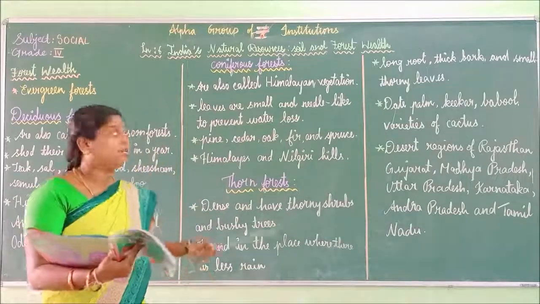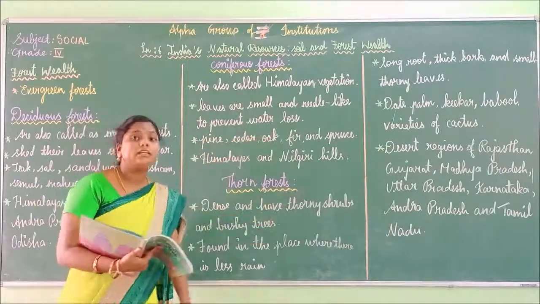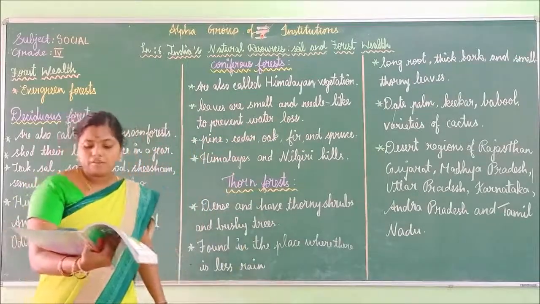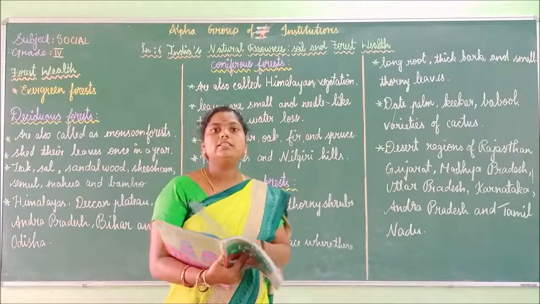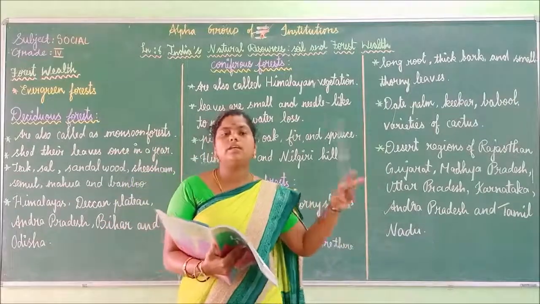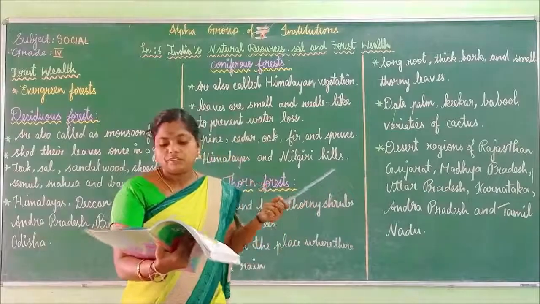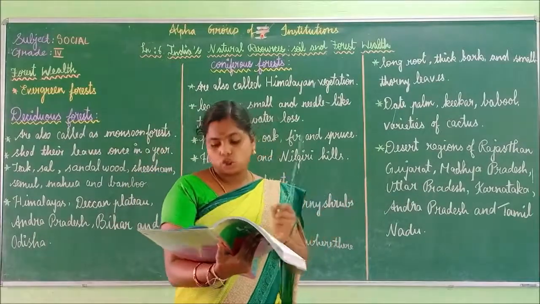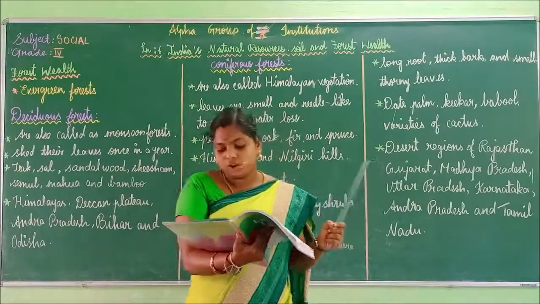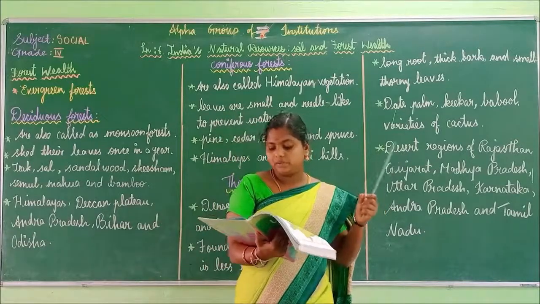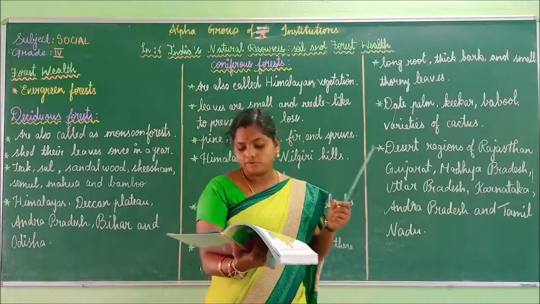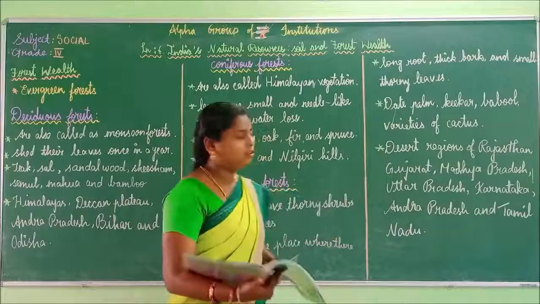Coniferous forests are also called Himalayan vegetation. When we say this is in the Himalayan region, automatically we can say that it is a very cold and snowy region. They are found in regions where summer is short and cool and winters are long and harsh with heavy snowfall. Their leaves are small and needle-like to prevent water loss. They point downwards to allow snow to slide off them. They bear cones instead of flowers and fruits.